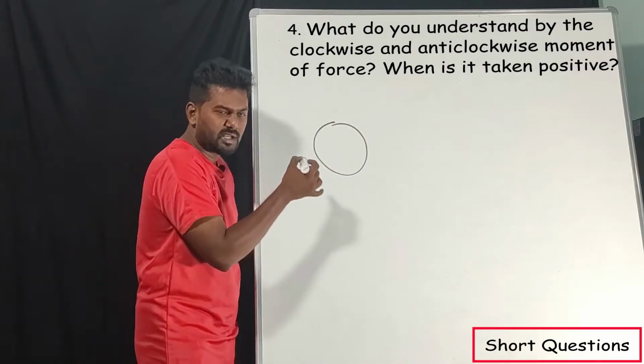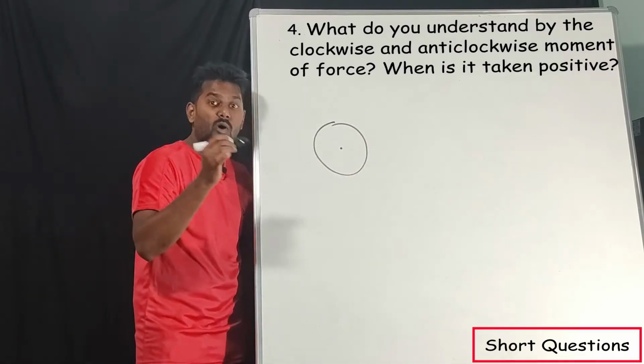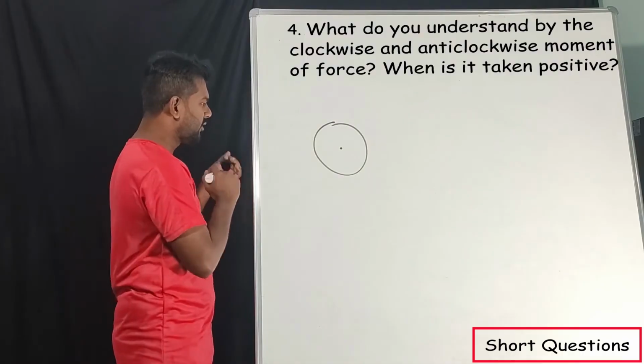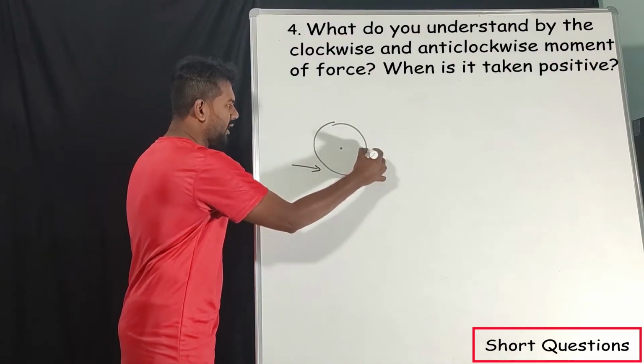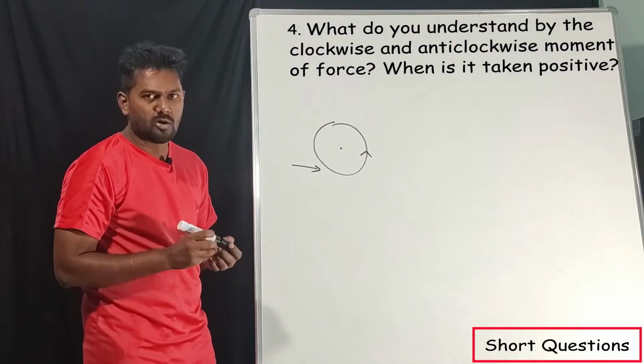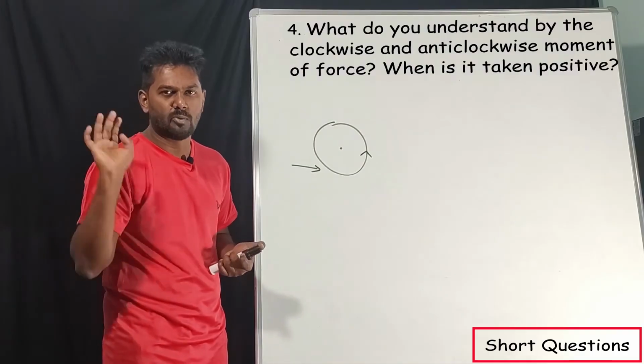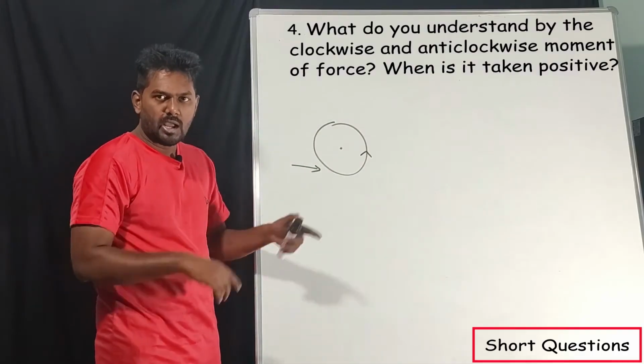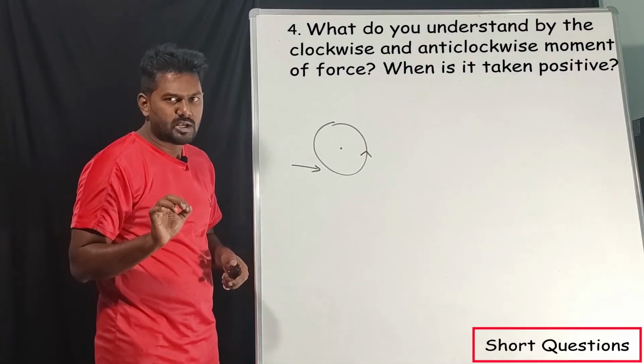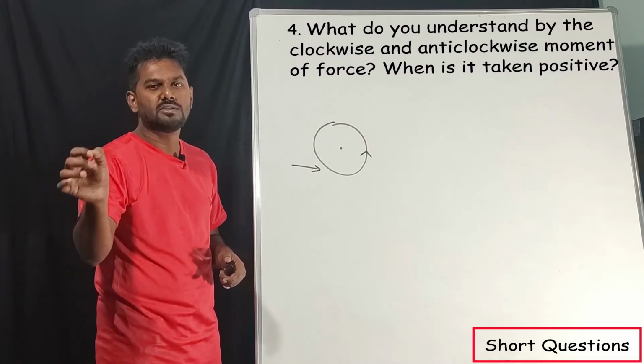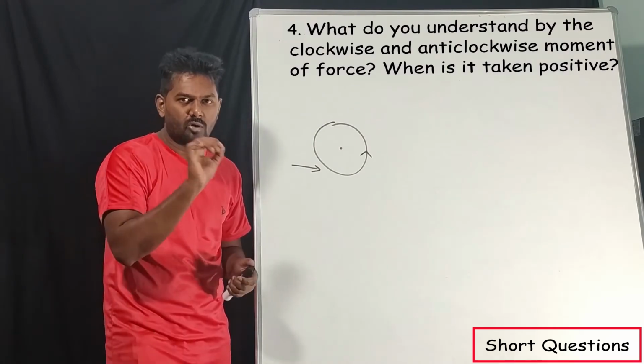Okay, first I'll explain with a diagram and then I will tell you what to write in the exam. Listen. So if you apply a force in this direction, what happens? It will rotate in anti-clockwise direction. This is nothing but anti-clockwise movement. If you apply a force and the body rotates in a clockwise direction, that is nothing but clockwise moment of force. That's it.